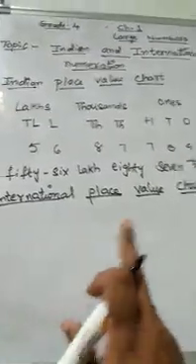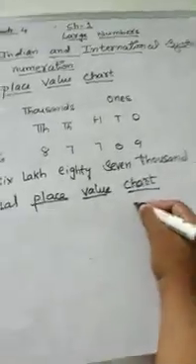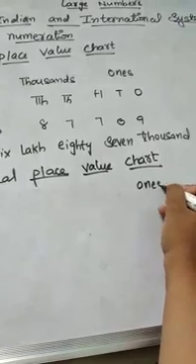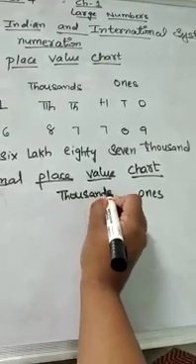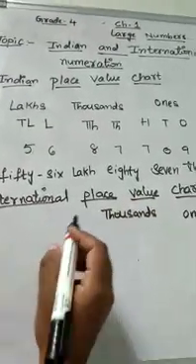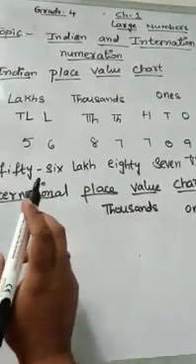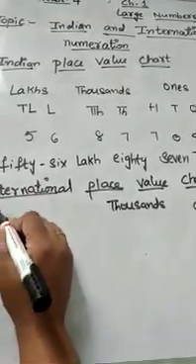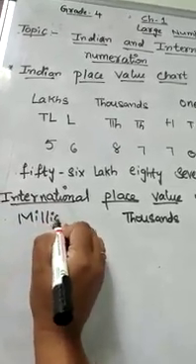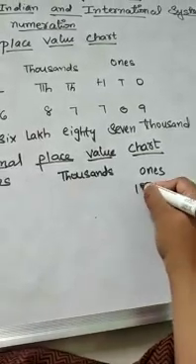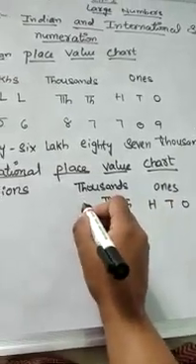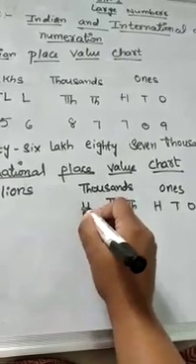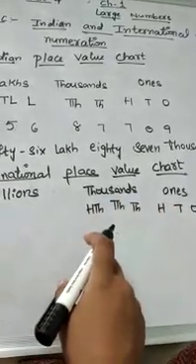So this is the international place value chart. This is divided into 3 periods: ones, thousands and millions. In the Indian place value chart, after thousands we go with lakhs, but here they go with millions. Same ones, tens, hundreds. Here thousands, ten thousands, and after ten thousands we get hundred thousands.